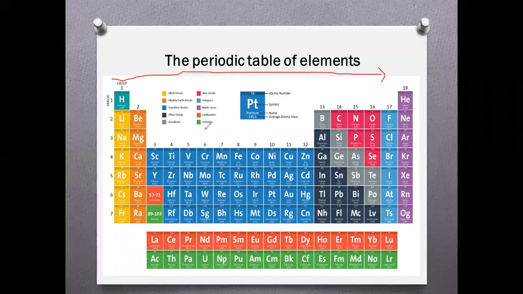Along the period means left to right, or down the group. So along the period, what is happening? Left to right, the atomic number is increasing. Down the group, the atomic number is also increasing. So what is the character? The periodic trends, how they vary. Those things we are going to study here one by one by using that PDF, groups first.